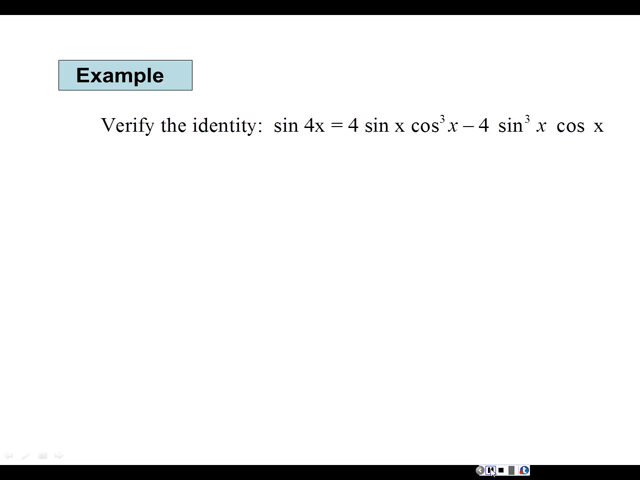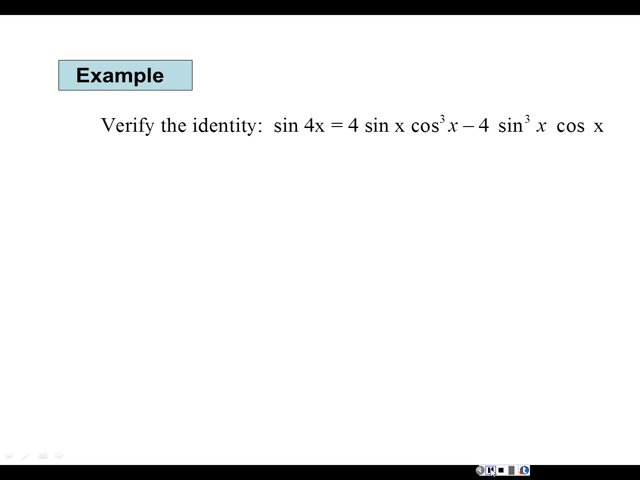Let me do it one more step. In one more step, 4 sin x cos x times cos square x minus sin square x. If I open this bracket, it will be 4 sin x times cos cube x minus 4 sin cube x cos x. We are almost done.